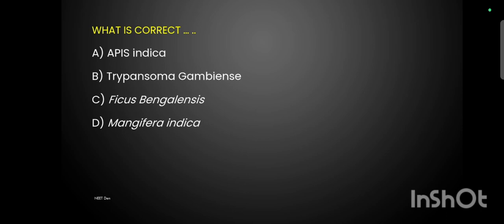What is correct? There are options given, and which of the names is appearing correct? The correct option is Mangifera indica.